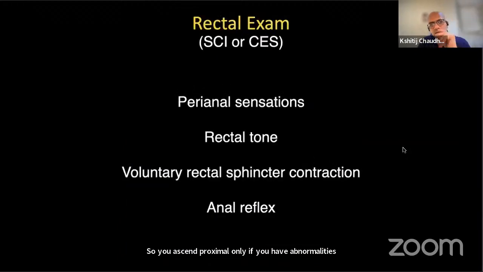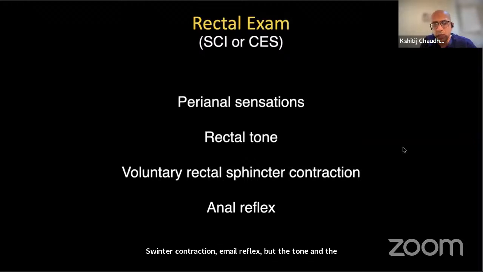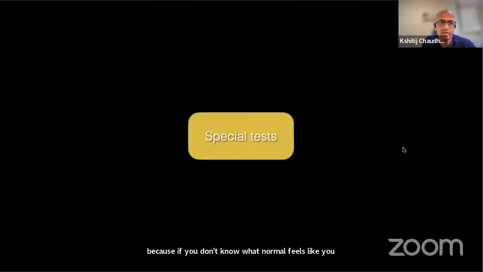Rectal examination is usually done for spinal cord injury patients or suspected cauda equina patients. Sensation, tone, sphincter contraction, anal reflex. But the tone and the voluntary anal contraction, abnormal ones, you will be able to judge only if you know what normal feels like. So one day go to the urology OPD, ask your friend to show you what normal feels like. Because if you don't know what normal feels like, you won't be able to judge what abnormal feels like.